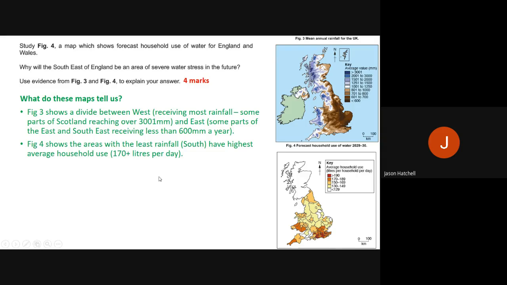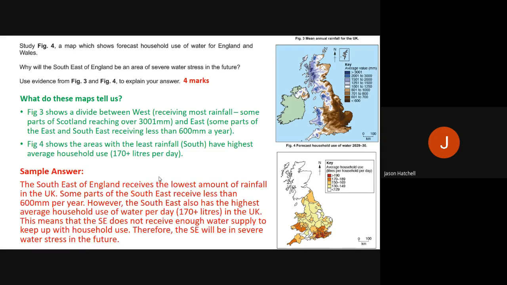So how do we use this for our answer? Here you go. This is an answer for this question. 4 marks, remember, so we've got to explain it a bit. The southeast of England receives the lowest amount of rainfall in the UK. Straight away, tick, 1 mark. That's one of the reasons why southeast of England will suffer from water stress. Some parts of the southeast receive less than 600 millimeters per year. Again, use the figure. I can see very clearly that some parts of the southeast here are dark brown. They receive less than 600 millimeters of rainfall a year, so I've said that.